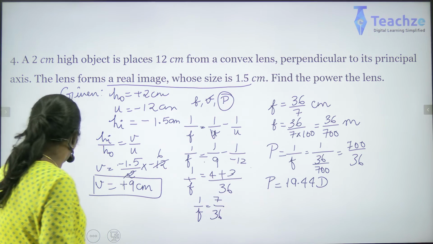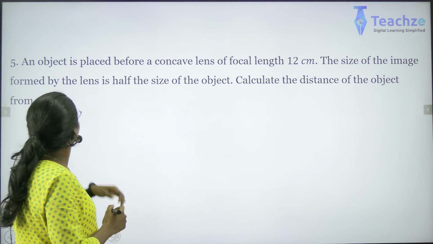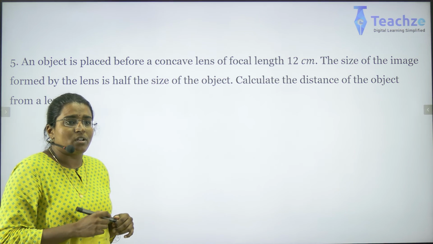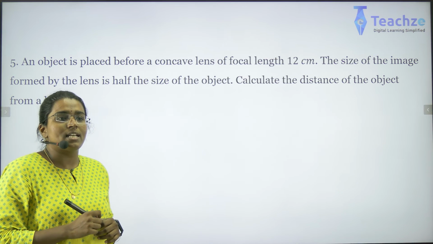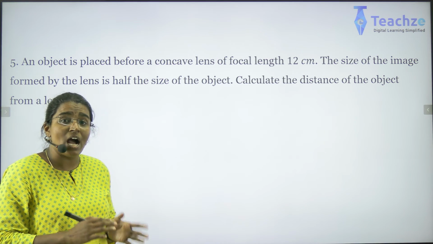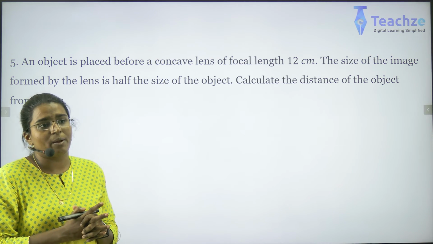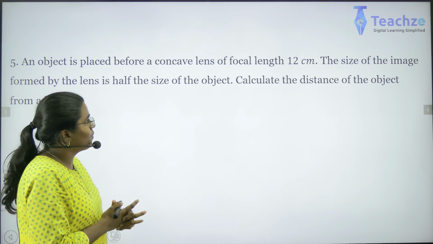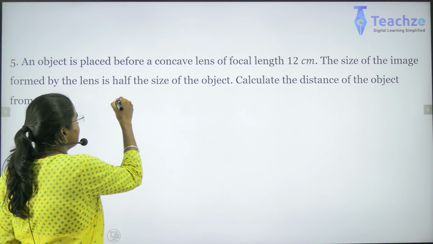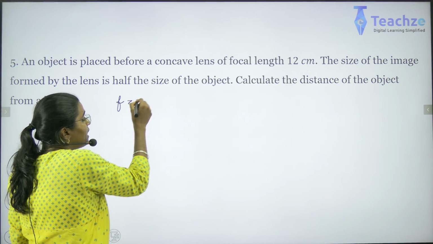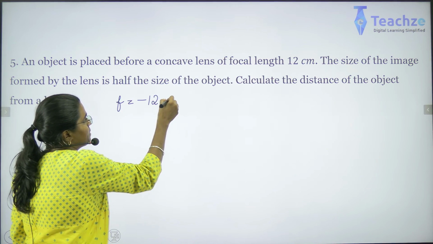Okay. And I think this is the final question. We'll finish this. An object is placed before a concave lens. It's a concave lens of focal length 12 centimeter. The size of the image formed by the lens is half the size of the object. Calculate the distance of the object from the lens. Okay, so focal length is given and it's a concave lens. So for concave lens, your focal length will be positive or negative? Negative. Good. It will be minus 12 centimeter.